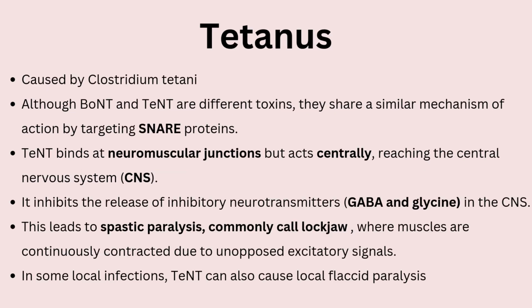Clostridium tetani produces tetanus toxin, which targets SNARE proteins like botulinum neurotoxin does. Tetanus toxin binds at neuromuscular junctions but acts in the central nervous system, blocking inhibitory neurotransmitters gamma-aminobutyric acid and glycine. This causes spastic paralysis, or lockjaw, where muscles stay continuously contracted. In some local infections, tetanus toxin can also cause local flaccid paralysis.